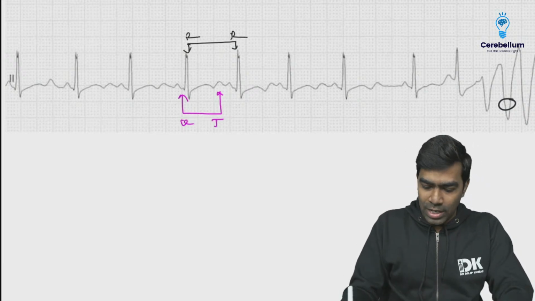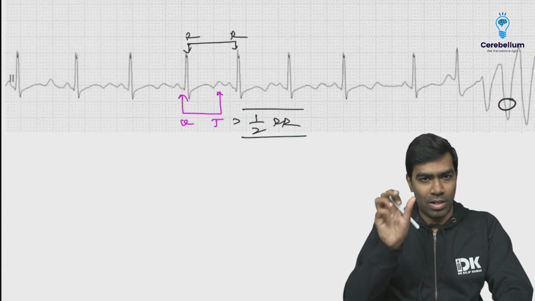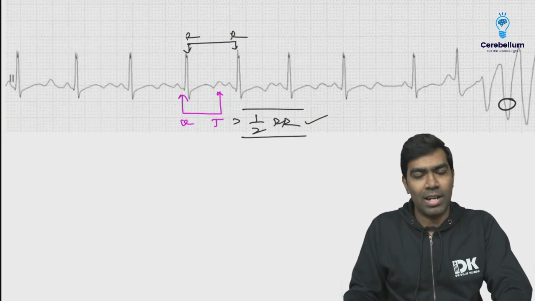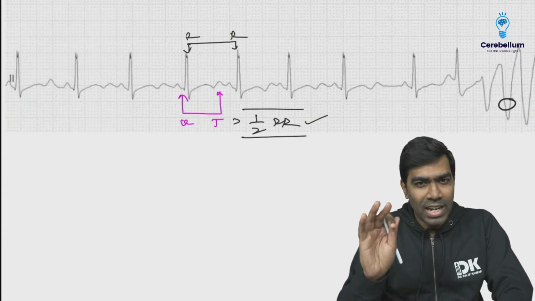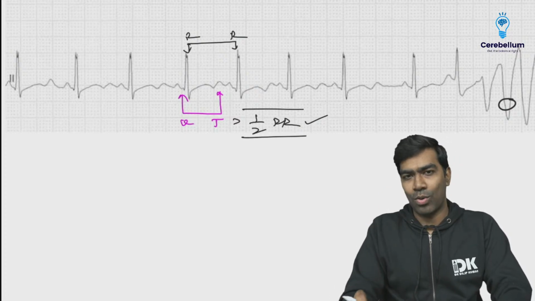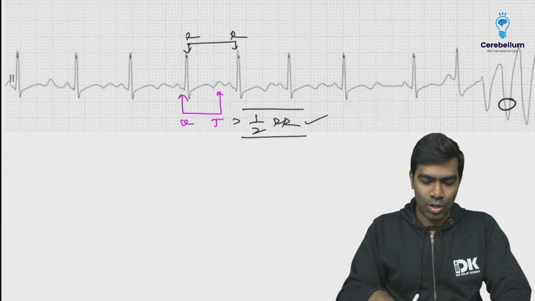Technically, if the QT interval, grossly what you are visualizing, is more than half of the RR interval, it is very likely to be a long QT. This is a trick in the exam that you can follow. If the QT interval is more than half of the RR interval, that is long QT.